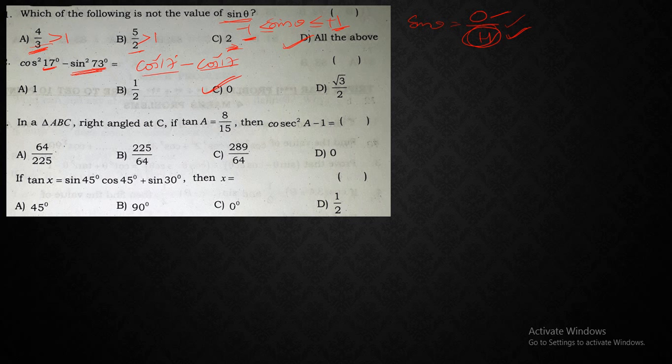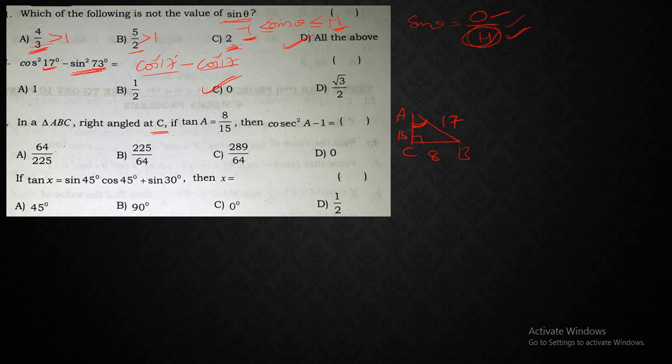Next, in triangle ABC, right angle at C. So there is a right angle triangle, right angle at C, and what he has given, tan A is equal to, so angle A should be taken here, 8 by 15. So 8, 15, then this is 17 by Pythagorean triplet. Next, cosecant square A minus 1.